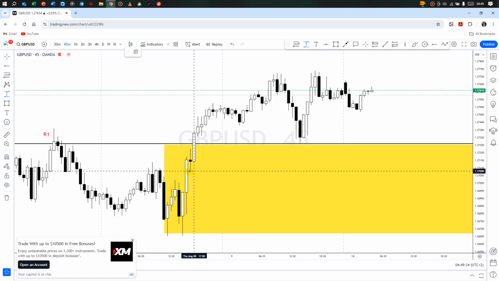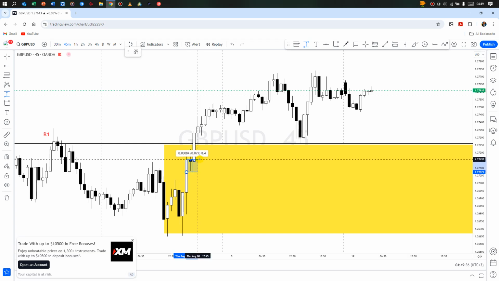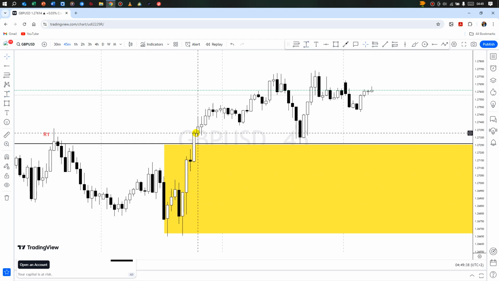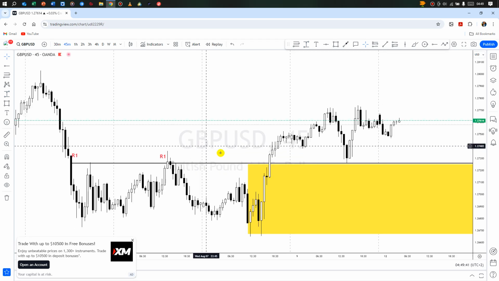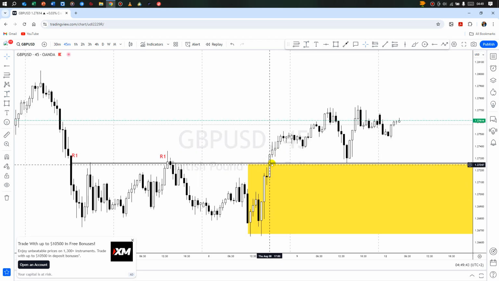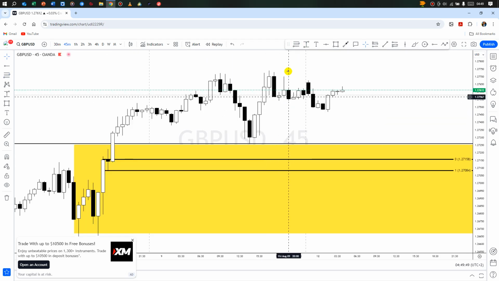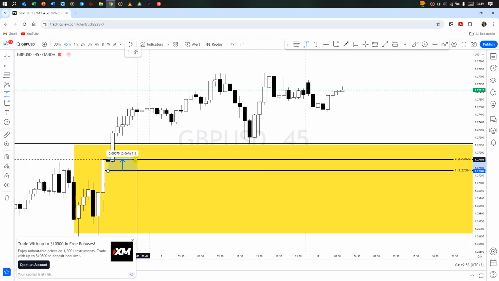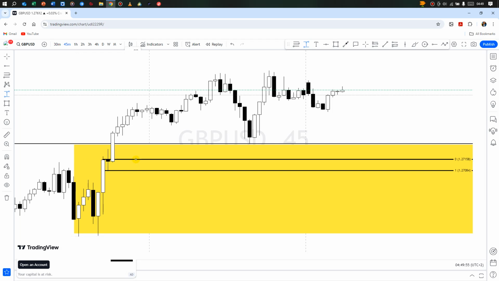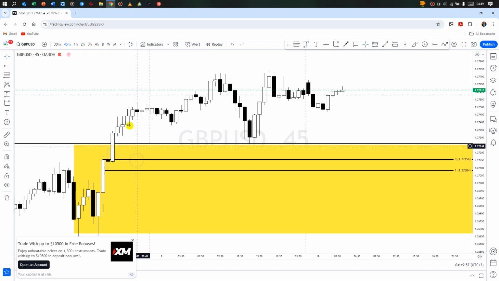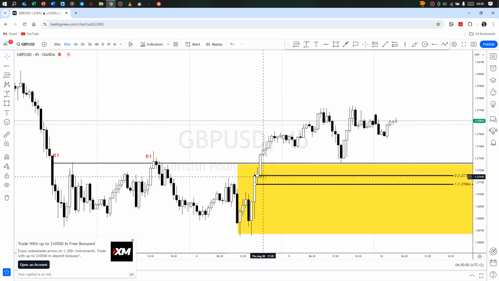As you can see, we do have a rally base rally demand zone here, which is closer to our significant resistance level here. So you can pick this demand zone here. If you check the risk size, it's about 7 to 8 pips, which is less than 10 pips, right? So it's about 7 to 8 pips.